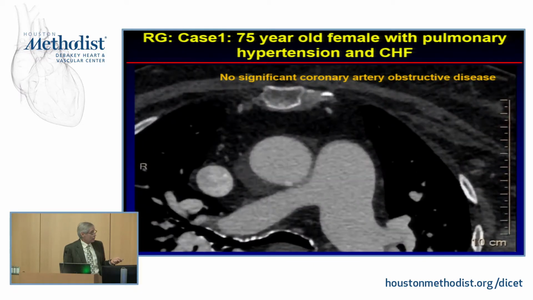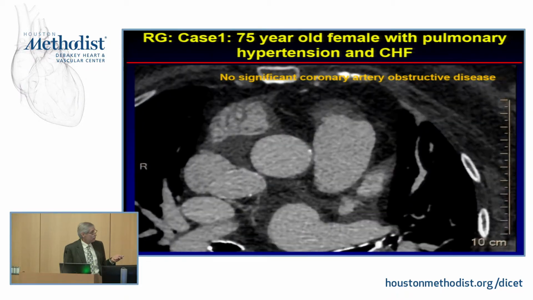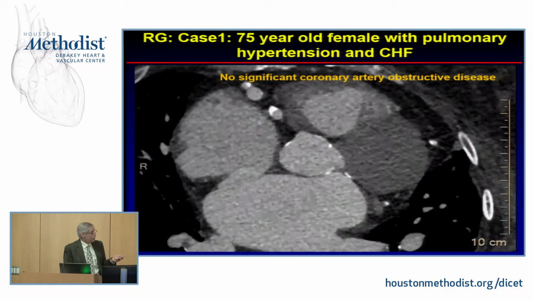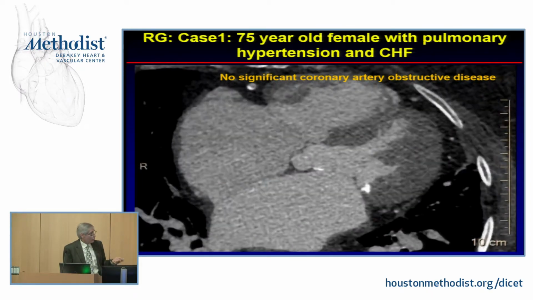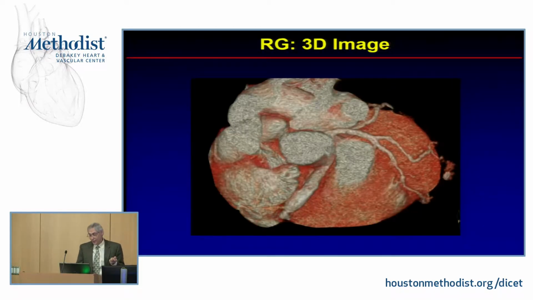Here's the aorta. So the aorta doesn't look particularly big. Pulmonary artery looks a little big. The right coronary artery is here. There's no real pericardial effusion. So it's fistula, right? So let's see.